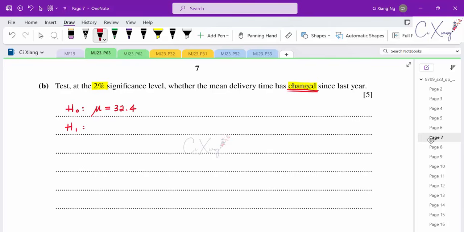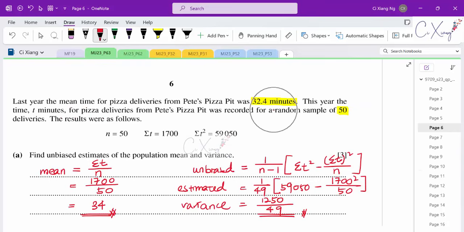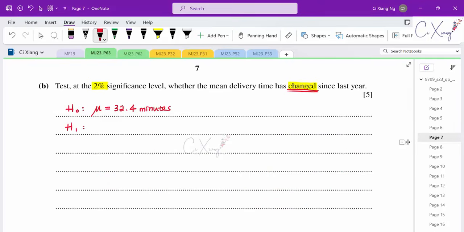And now we are going to check whether the mean time has changed or not. The keyword is here, and it is in minutes. To set up the alternative hypothesis, we need to use the keyword change. It can change to become longer, or it can become faster, the shorter time. So that means the change is in two directions. When you're having changes in two directions and we want to test the alternative, it should be not equal to 32.4, where this is a two-tail test.